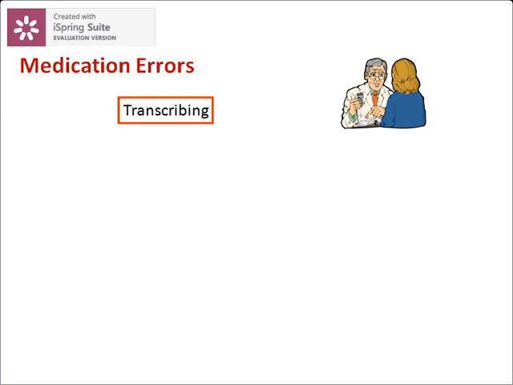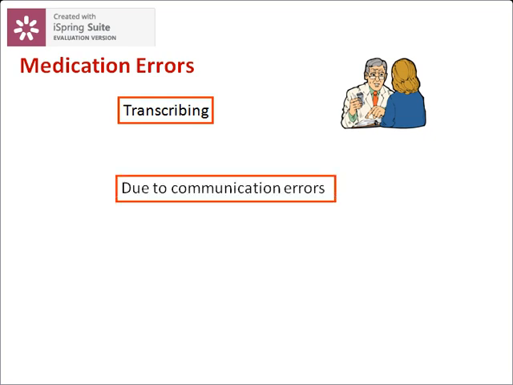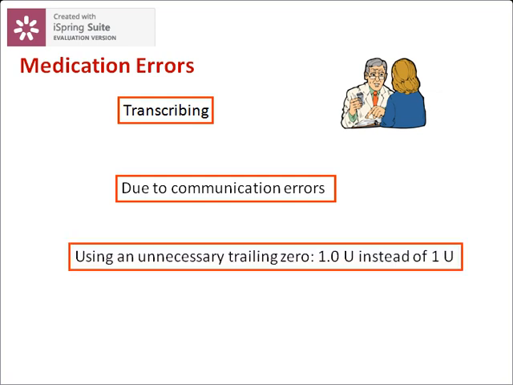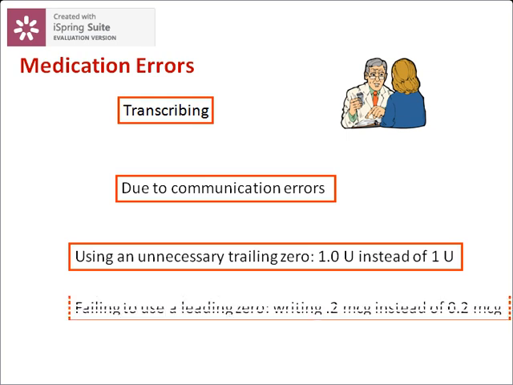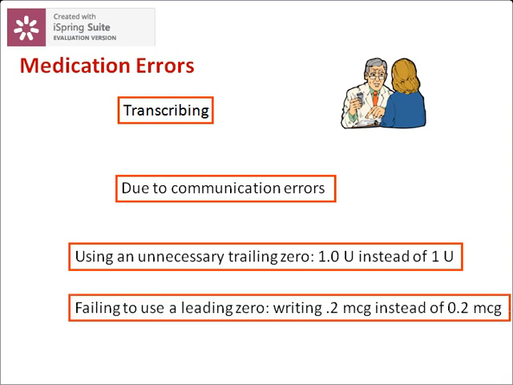The second important type of medication error is the transcribing type of error. That is because of an error in communication. It could be a verbal error or a written error. We'll understand it with examples. If you use an unnecessary trailing zero, for example, if you write 1.0 unit instead of 1 unit, there are high chances the patient may receive 10 units instead of 1 unit. Then if you have a habit of not writing a leading zero, so if you write .2 microgram instead of 0.2 microgram, there are high chances the patient may receive 2 microgram instead of 0.2 microgram.